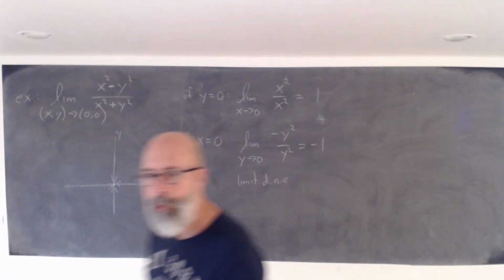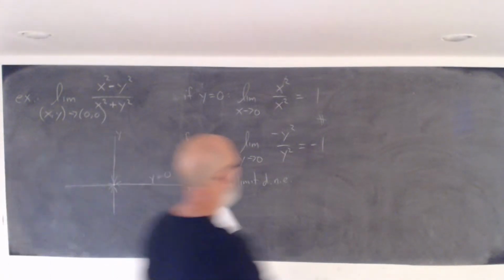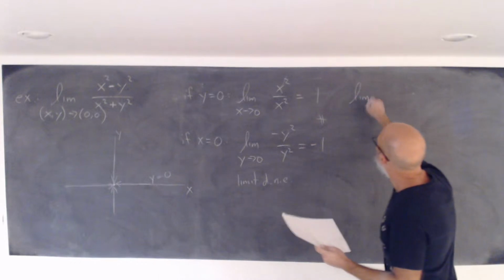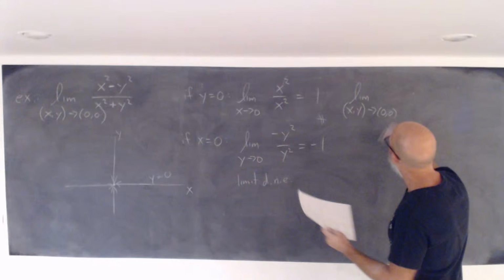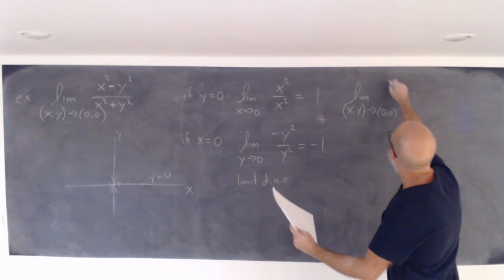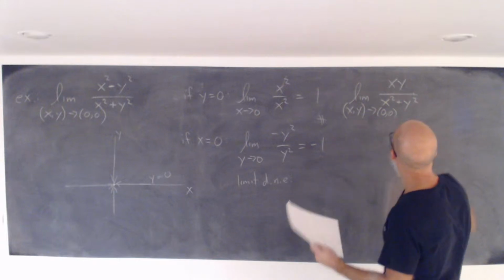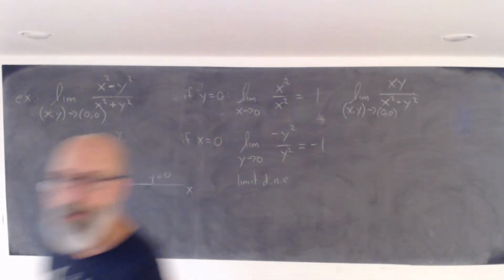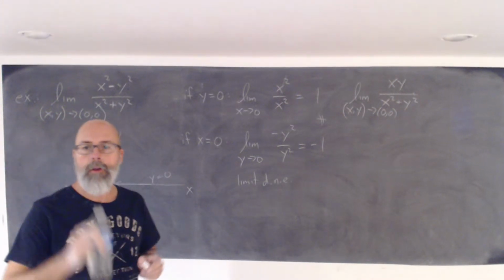Let's take another example. xy over x squared plus y squared. Still going towards the origin.